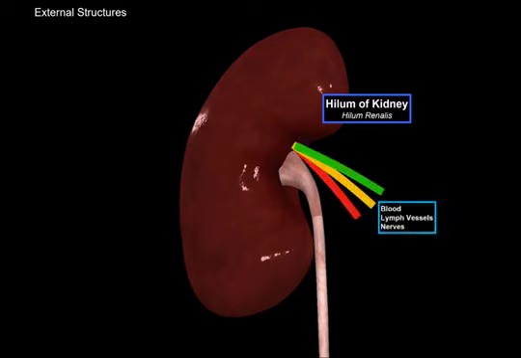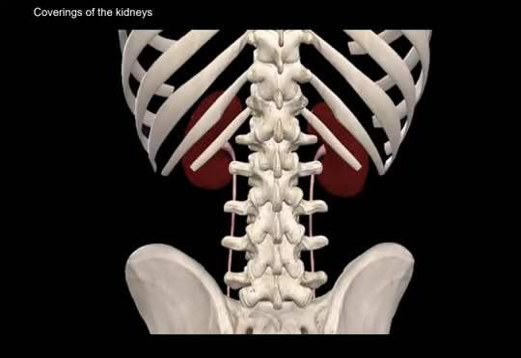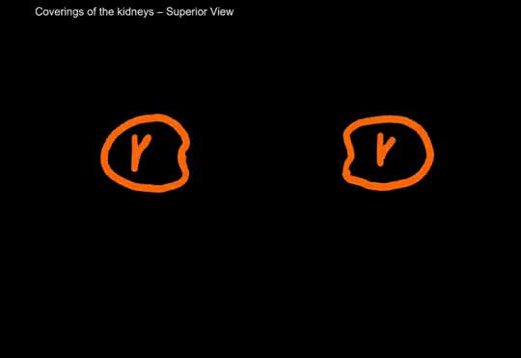You'll find blood vessels and nerves and lymph vessels going in and out from the kidneys, as well as a ureter. So that was all for the structures of the kidneys. Now let's look at how the kidneys are covered. Here we see a posterior view of the body. Let's now make a transverse cut and look at the kidneys from this perspective to see how the kidneys are covered. Okay, so here are two kidneys, superior view.